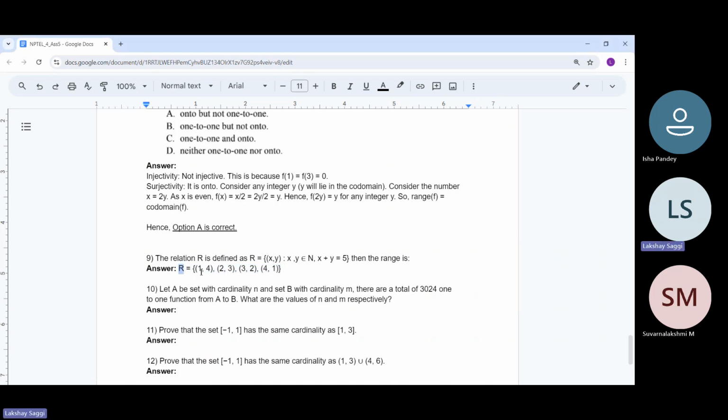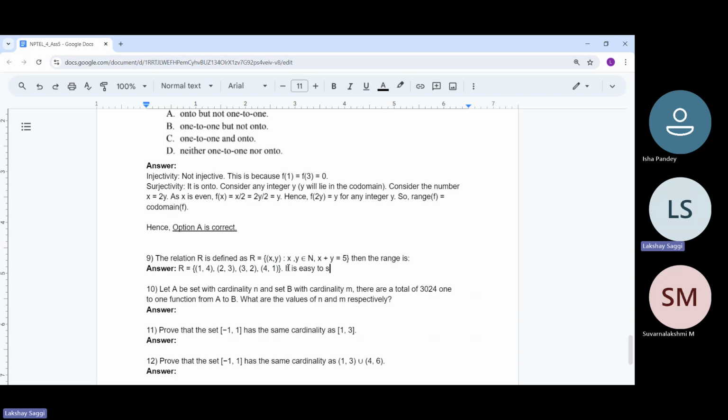Okay, so the relation R consists only of these values. Now you can see that for each x, there is only one y. For x equal to 1, there is only one tuple, 1 comma 4. There is no other tuple in which the x value is 1 and the y value is something else, right? So 1 comma 4, 2 comma 3, 3 comma 2, 4 comma 1. For every unique x, there is only one value of y. So that's why this R is a function.